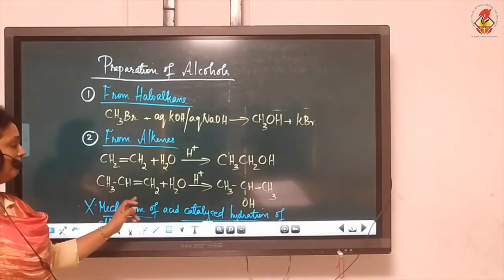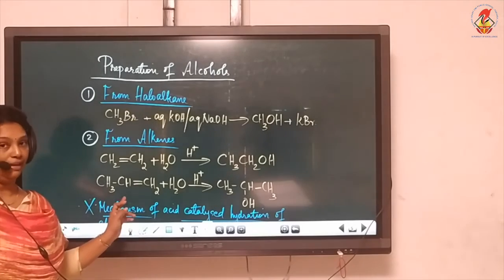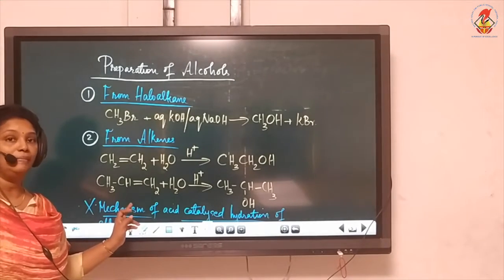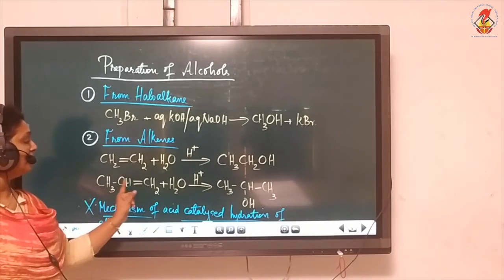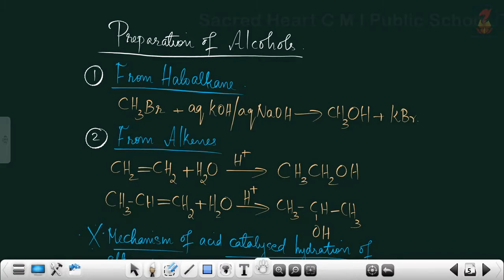Now the second example is with an unsymmetrical alkene. Unsymmetrical alkene means alkene with different number of carbon atom on either side of the double bond. In this example, we have only one carbon on this side. This side we have two carbon atoms. So this is an unsymmetrical alkene, plus H2O in presence of acid catalyst.